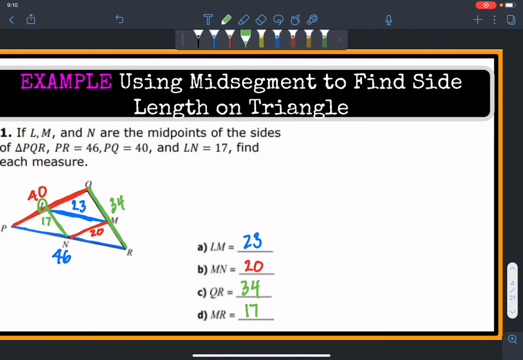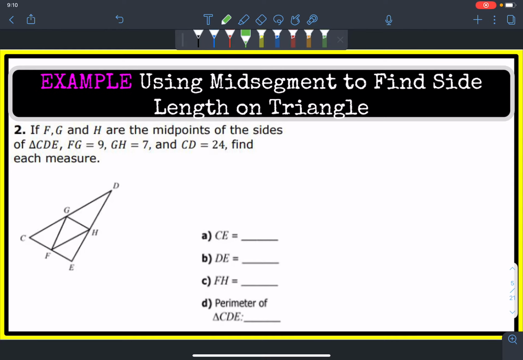Let's look at the next example. Here again, similar situation. If I label the points that we have, we know that F, G, and H are midpoints to the sides of the triangle CDE, and we're told that the distance from F to G is equal to 9, the distance from G to H is equal to 7, and the distance from C to D, which is this distance over here, is equal to a total of 24.